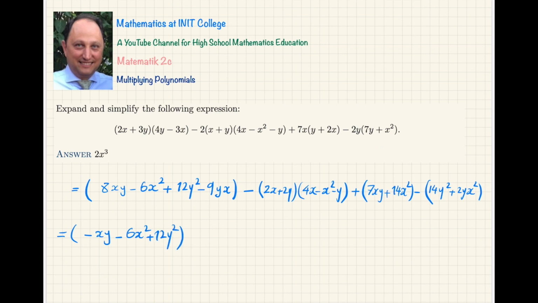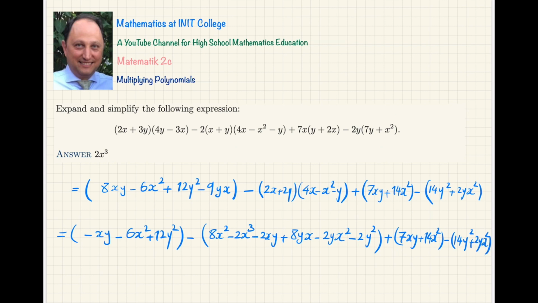And then here again I have to start multiplying these two, so I put this negative sign and I take 2x, multiply it here, here and there, and after that I will take 2y and multiply it here, here and here. So this becomes 8x squared minus 2x cubed minus 2xy plus 8yx minus 2yx squared minus 2y squared. Okay, so let us keep these in this form first.